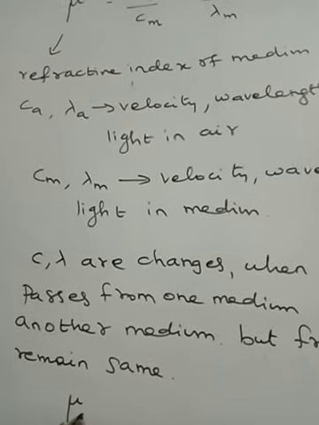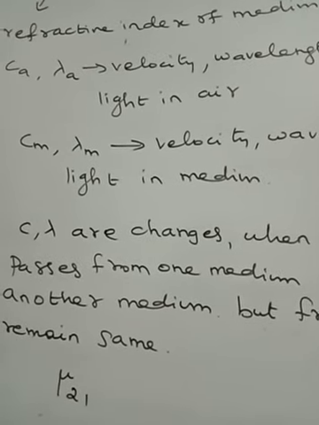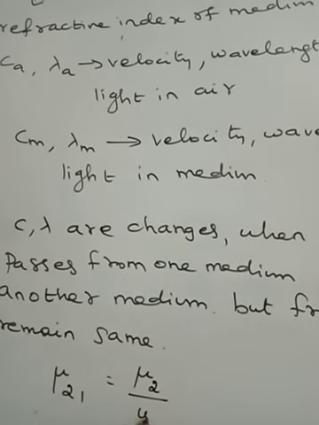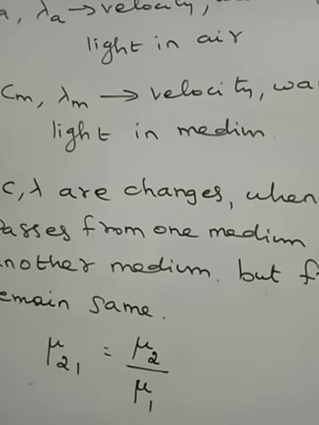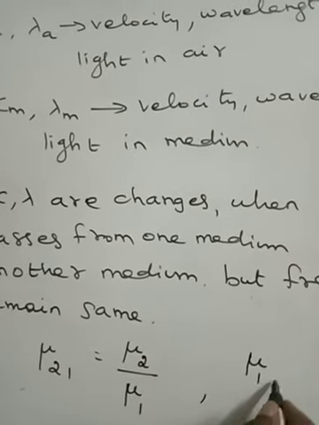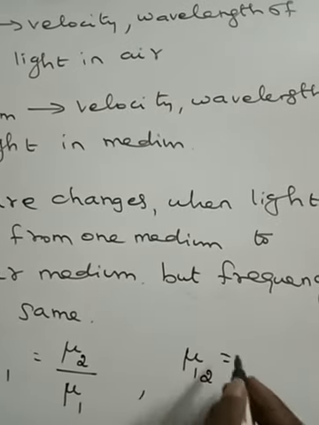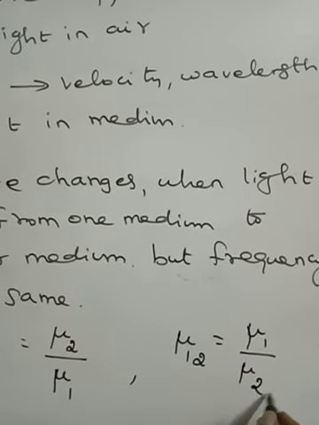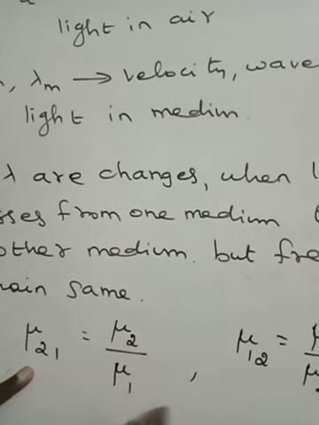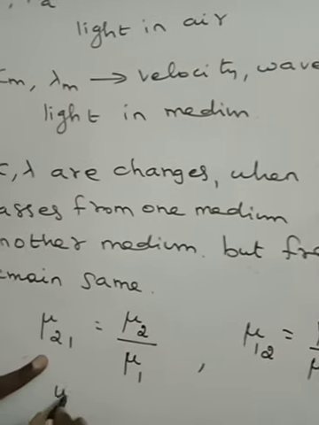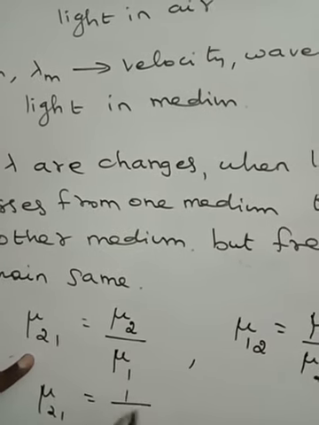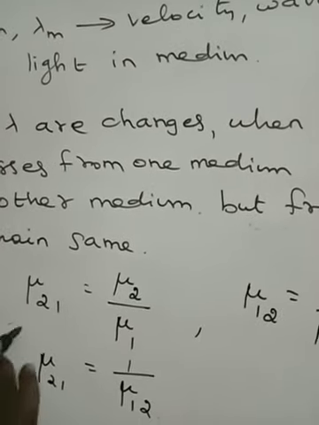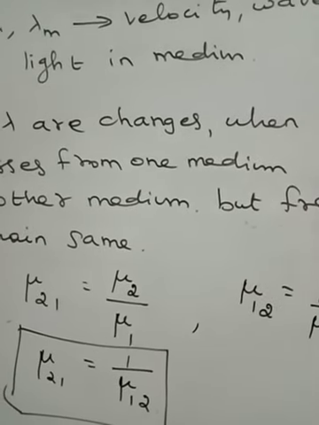Then the refractive index of the second medium with respect to the first medium is equal to the refractive index of the second medium divided by the refractive index of the first medium. Similarly, the refractive index of the first medium with respect to the second medium is equal to the refractive index of the first medium divided by the refractive index of the second medium. n21 is equal to n2 by n1, n12 is equal to n1 by n2. So the refractive index of the second medium with respect to the first medium is the reciprocal of the refractive index of the first medium with respect to the second medium. So both are inversely proportional.